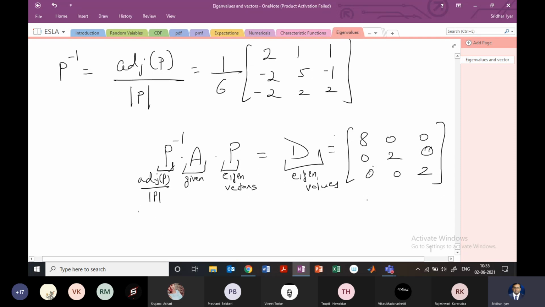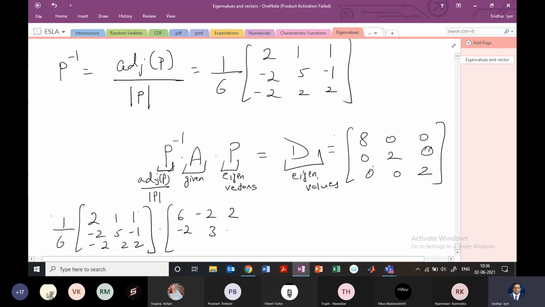So all you have to do is take P inverse, which is 1 by 6 times 2 1 1, minus 2 5 minus 1, minus 2 2 and 2. This is P inverse. Multiply this with A, which is 6 minus 2 2, minus 2 3 minus 1, 2 minus 1 3. Multiply this with P, which we have found: 2 0 minus 1, minus 1 1 0 and 1 1 2, right? So multiply this.